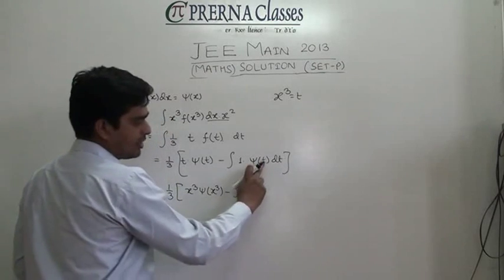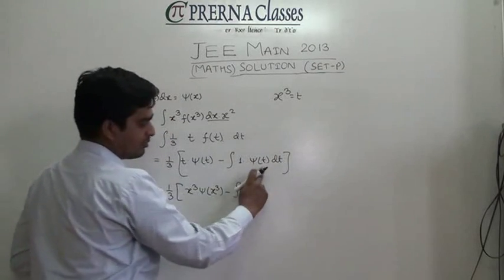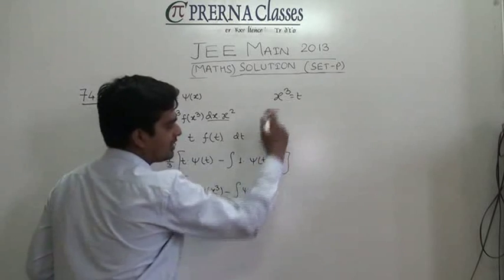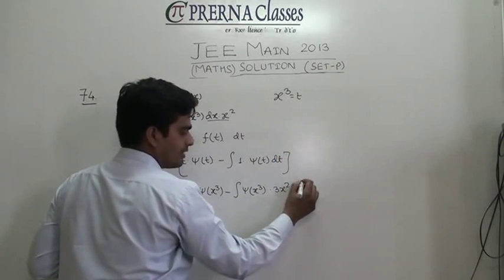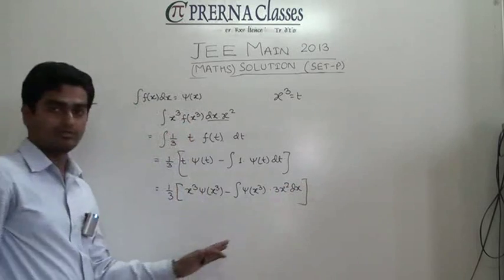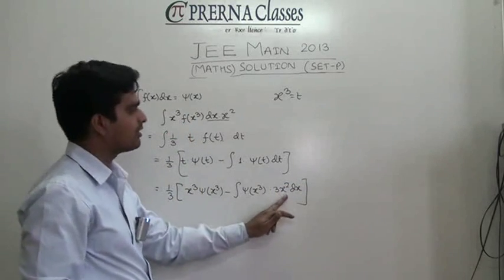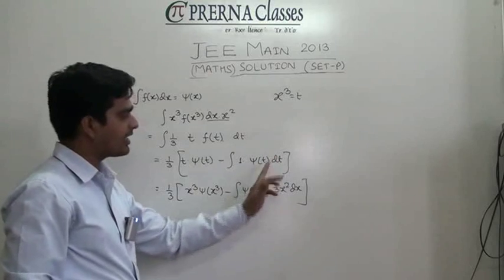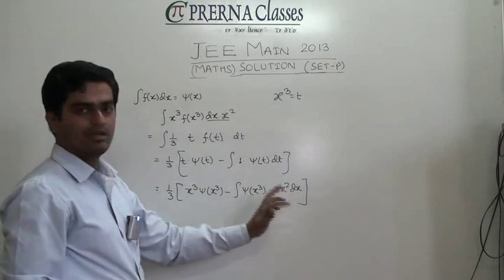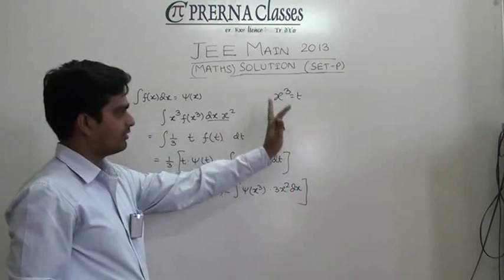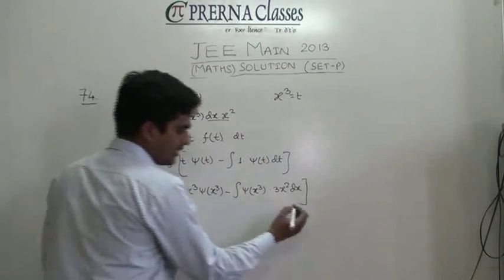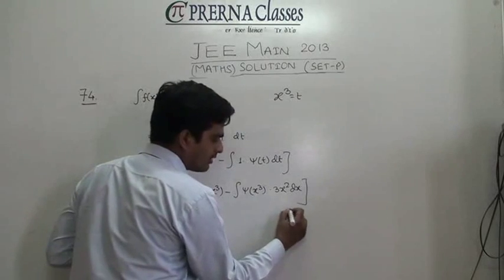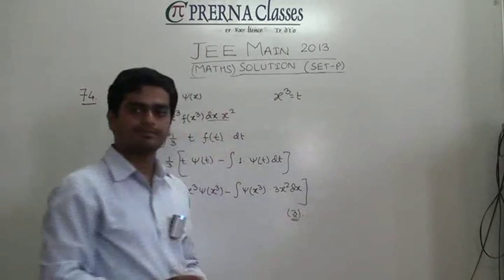But remember, when you substitute t as x cube, dt is going to be 3x squared dx. This you need to take care of, and it is important. You can't take dt as simply dx, because t is x cube, so dt is going to be 3x squared dx. If you correlate this with those options, you'll find that the third option matches perfectly.